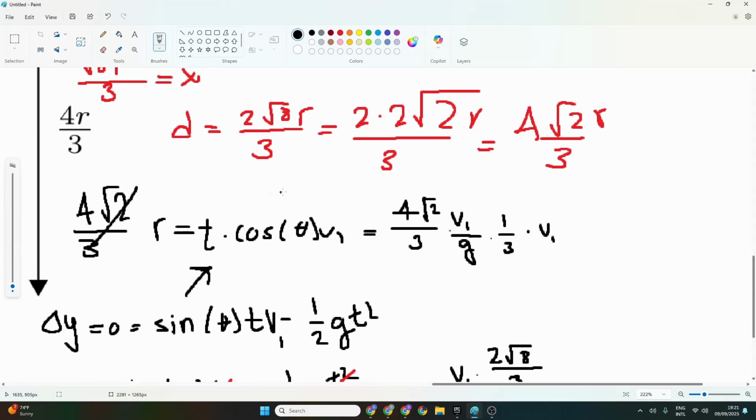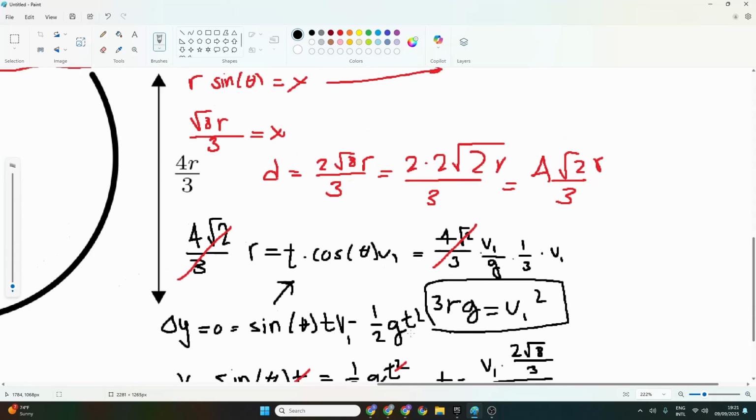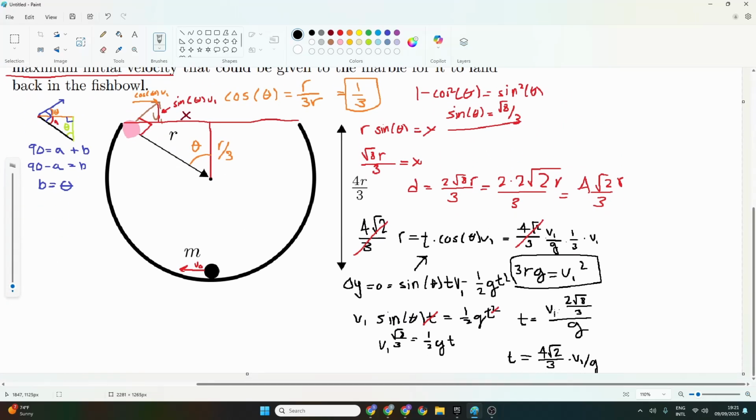Well, in this case, this would just cancel out, right? Same thing going on here, same thing going on there. That just cancels out. So we're left with r times 3 times the g as well, because we're going to move that over to that side, times g is equal to v1 squared. And that is our expression for v1 in terms of r and g.